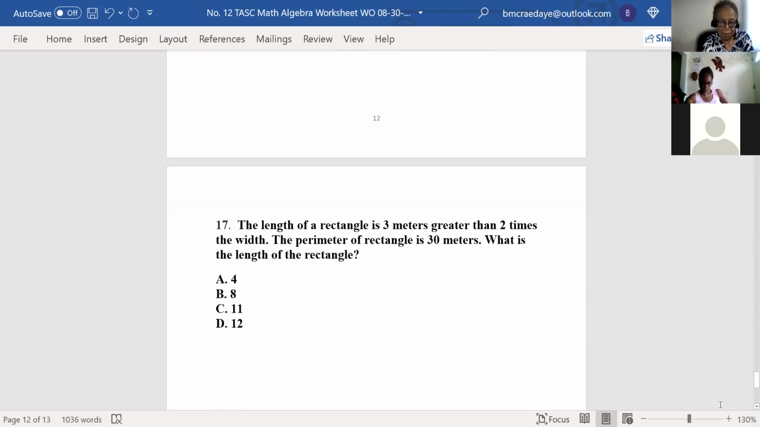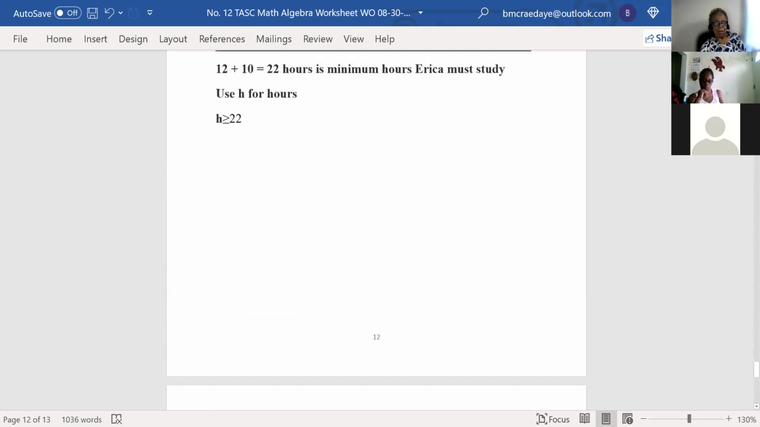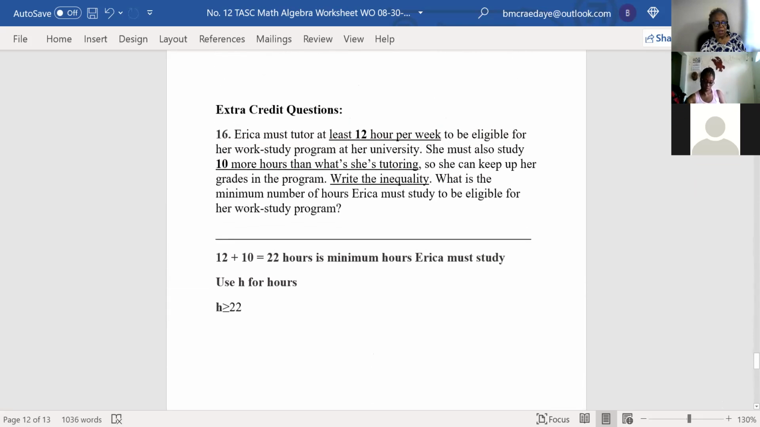It was a bit confusing, like the length of the rectangle is 3 meters greater than 2 times the width. Okay. Well, what is perimeter equal to, Maureen? Wait, just a minute. Let's go back, because Vanessa is back. Okay, Maureen, explain to Vanessa number 16.